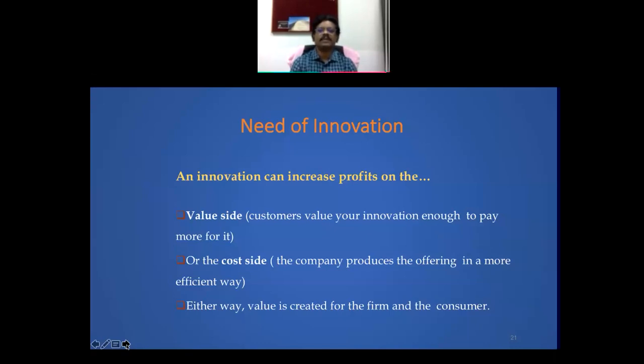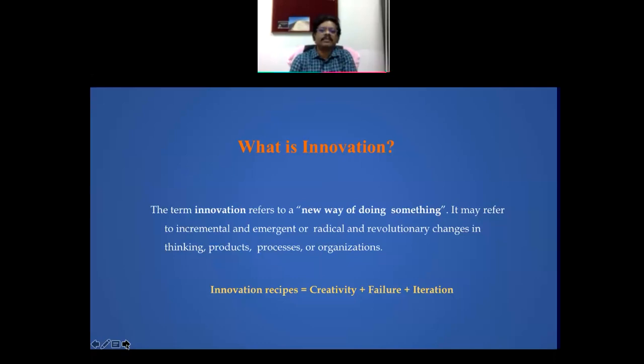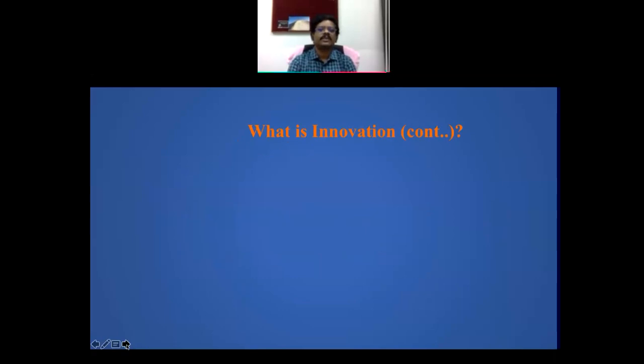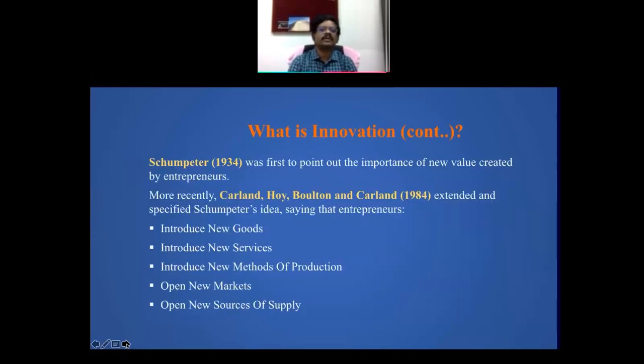When you are innovative, what will happen? You will have a very bright career and a bright future. Ultimately, the innovation recipe is creativity plus failure plus iteration. All these are very important aspects, like new ways of doing something. One has to keep that in mind when you are studying and doing your course in management, right? Then let me look at one important issue here, like Schumpeter's idea of innovation.